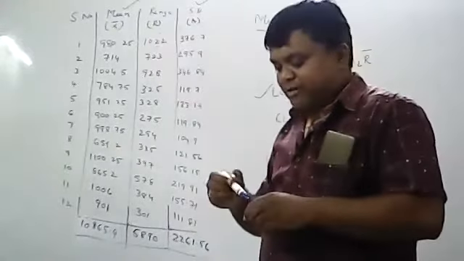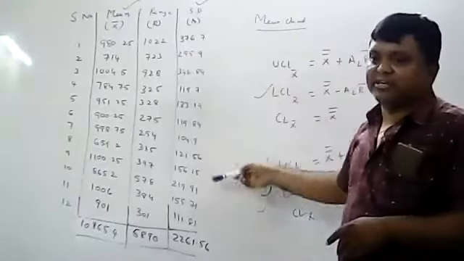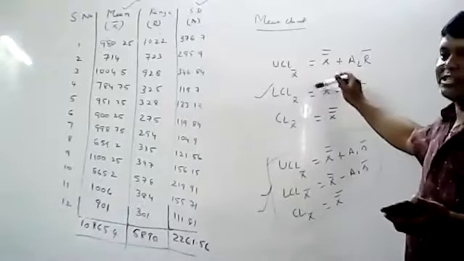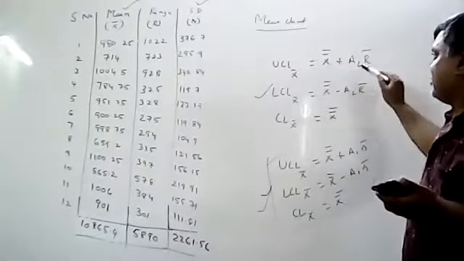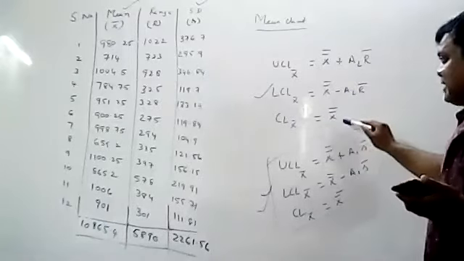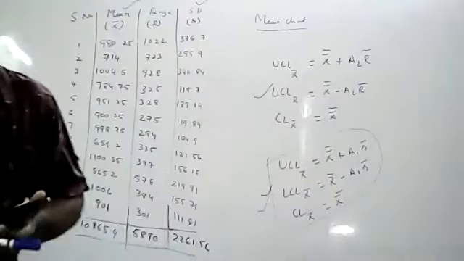So in this particular problem, you can use this one or this one, because I am calculating all the values here. That means I will take the first one only. What is the first one I am taking? The first one is UCL x bar equal to X double bar plus A2 R bar, LCL x bar equal to X double bar minus A2 R bar, CL x bar equal to X double bar. So I will use those formulas first.